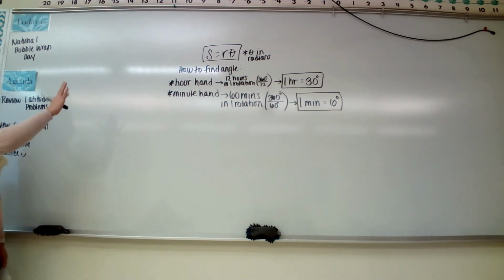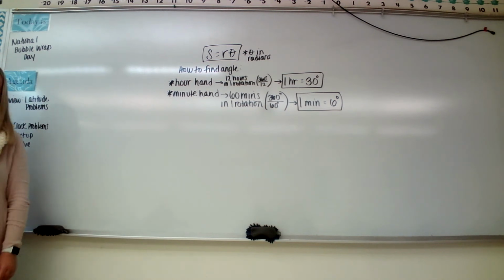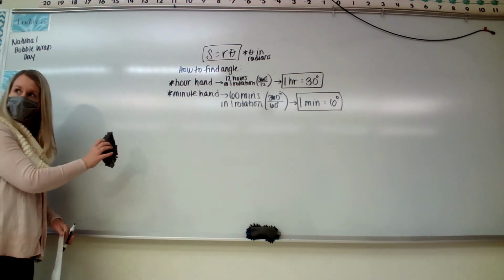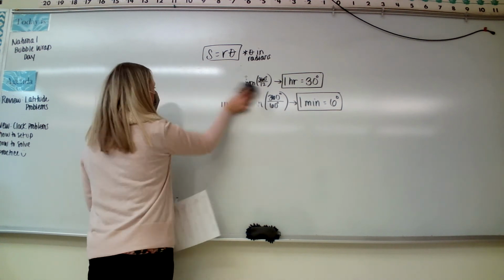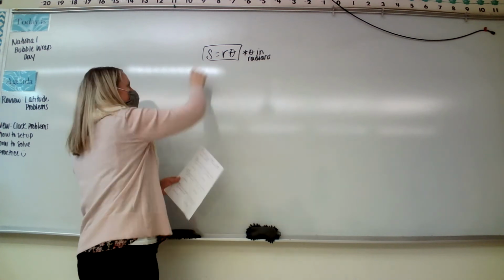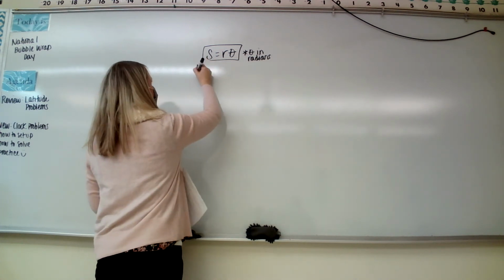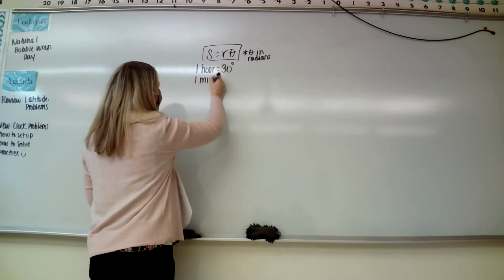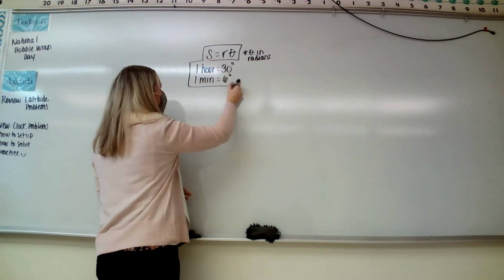I am going to erase this and just rewrite the important stuff. That was more just the explanation of where we're getting the angles from. The main thing I need is that 1 hour is 30 degrees and 1 minute is 6 degrees. I'm erasing that in a second so I have a little more room. I'll write at the top here the formula I'm using, and then 1 hour is 30 degrees, 1 minute is 6 degrees. Okay, that's the important stuff that I need.